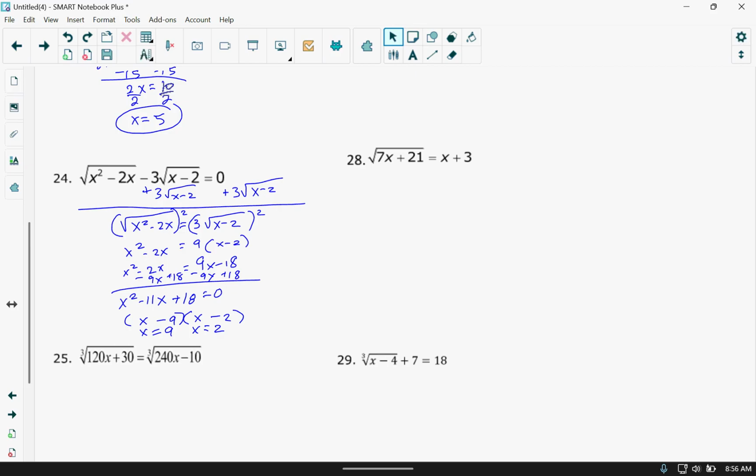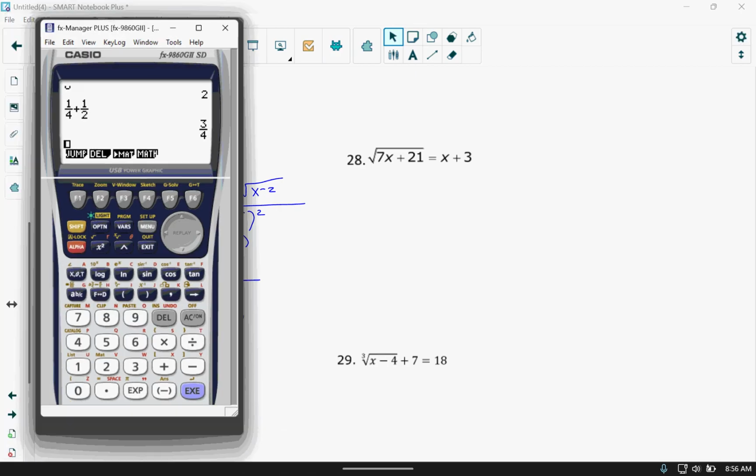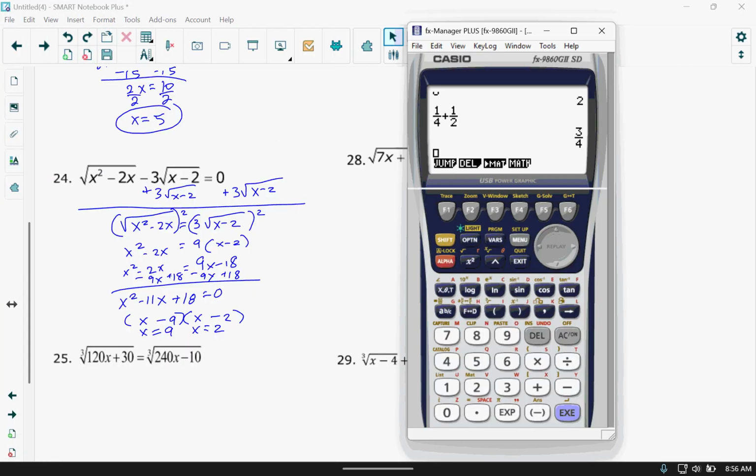Now I have to check them, so I'm going to put them into the calculator because it's going to be a lot faster. So let's see, shift x squared, parentheses 9 squared minus 2 parentheses 9. That's the first radical. Then we have a minus 3 on the outside. Shift x squared, shift x squared, and then 9 minus 2. If this is the correct answer, this should give us 0, which it does.